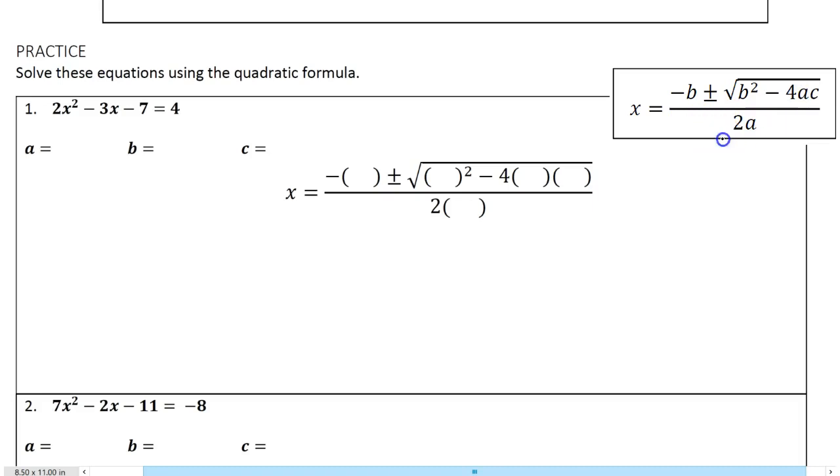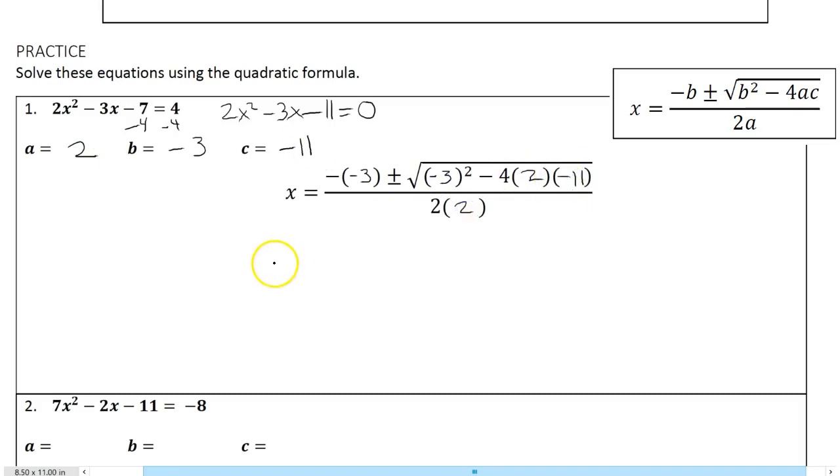Anytime we use the quadratic formula, the right side of the equation has to be 0. So the first thing to do is to subtract 4 from both sides of the equation. We now have 2x squared minus 3x minus 11 equals 0. A is 2, B is negative 3, C is negative 11. Now fill in the formula. B is negative 3, A is 2, and C is negative 11.